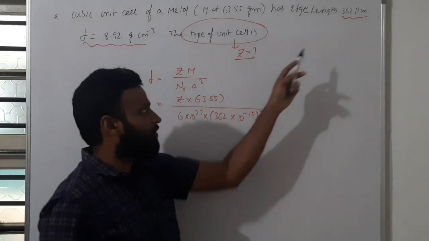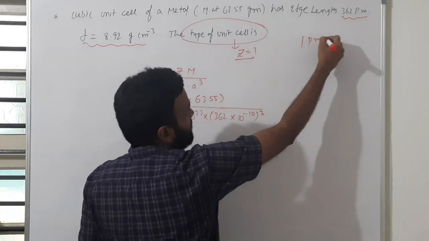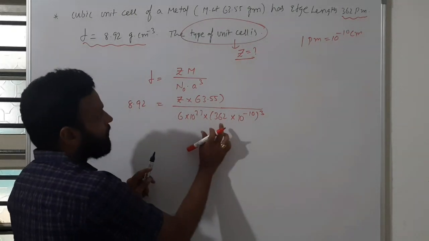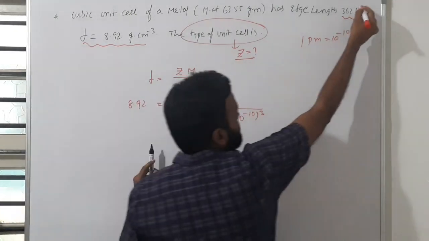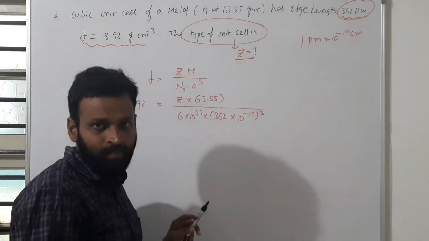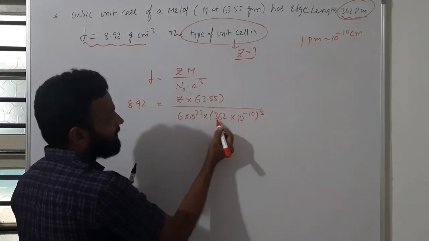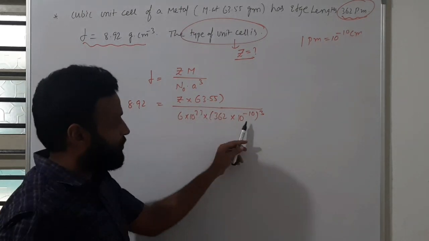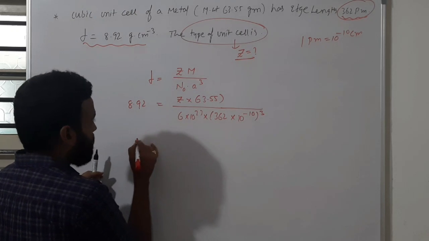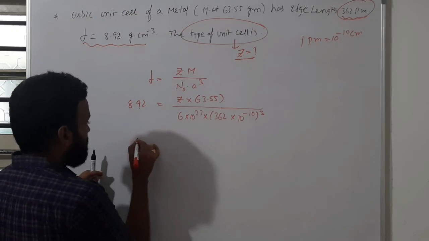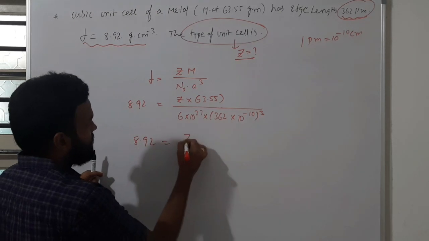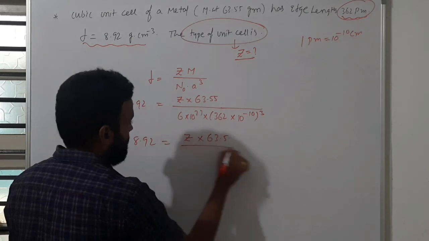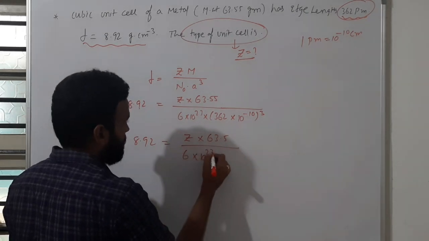Because as I told you, 1 picometer is nothing but 10 power minus 10 centimeter. So this is the edge length, 362 is the edge length. So that edge length 362 I converted into centimeter. As I told you, it is in grams, so it should be in centimeter. So it is 8.92. So what is Z? I will get first 8.92 equals Z into 63.5 by 6 into 10 power 23.